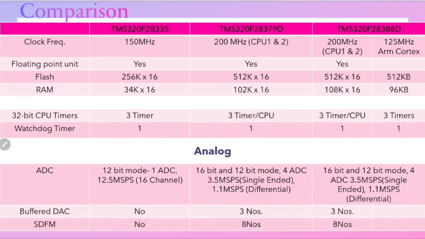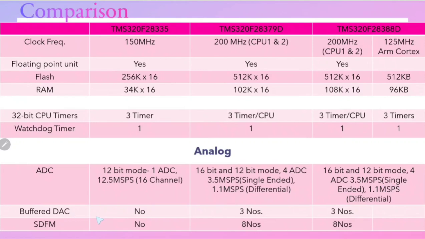If you are looking for the dual core processor, it has 16-bit and 12-bit mode analog to digital converters, and it has 4 ADCs. In the single-ended mode, it has 3.5 megasamples per second, and in differential mode it has 1.1 megasamples per second speed, and that is the same for the F28388D microcontrollers.